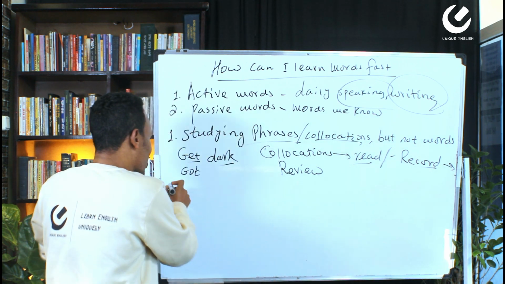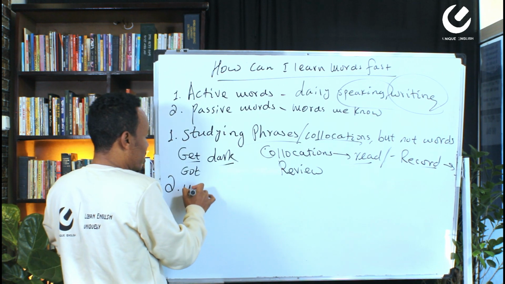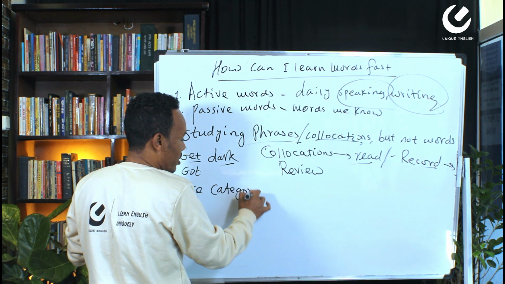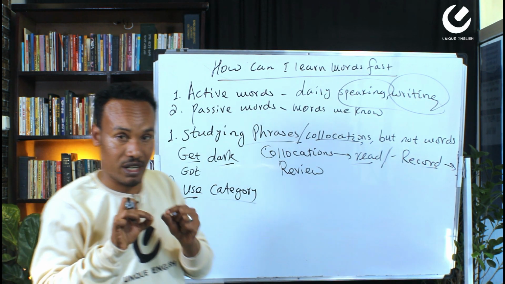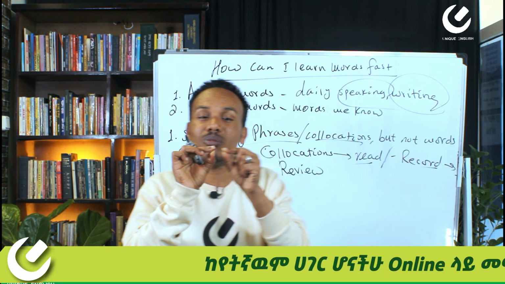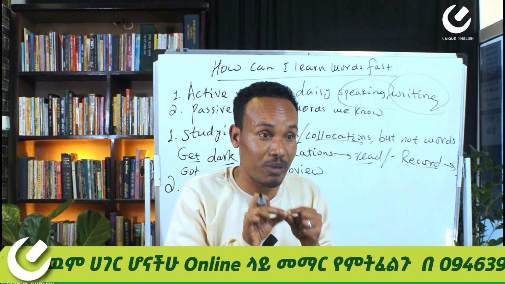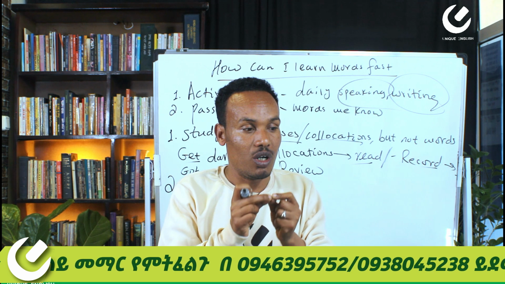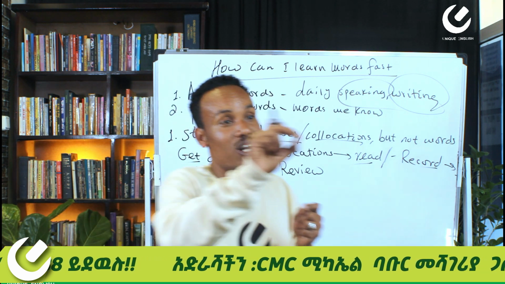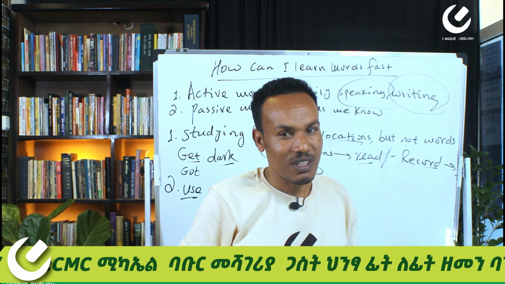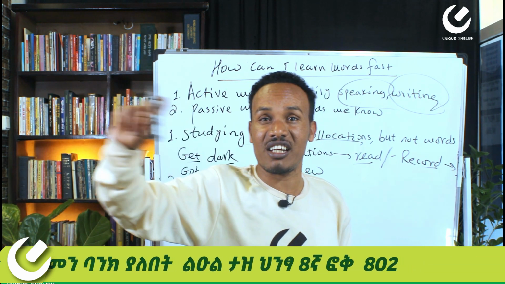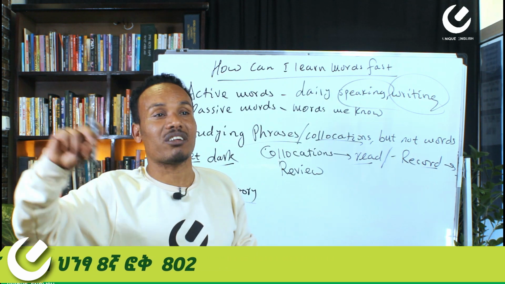And then the other one is, look, use categories, or put those phrases into categories. When we study words, when we study phrases or collocations, we have to put them into categories. For example, you can Google: words related to weather, words related to politics, words related to love, or phrases related to love. Collocations related to love, collocations related to weather conditions.